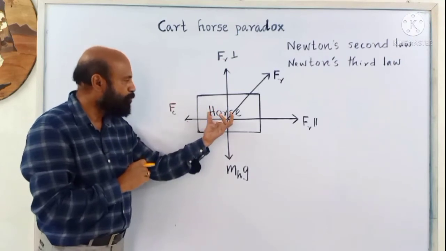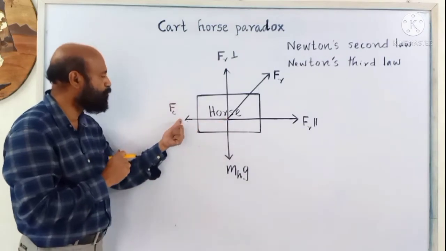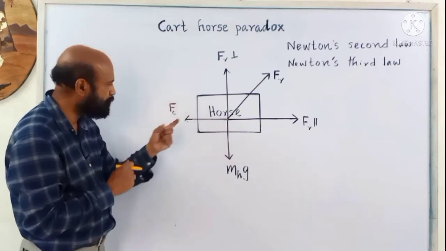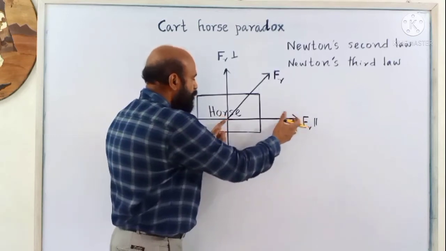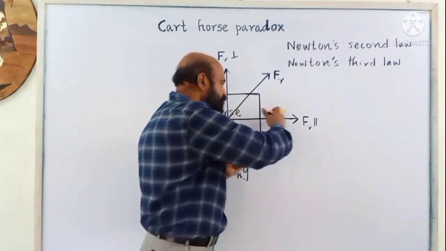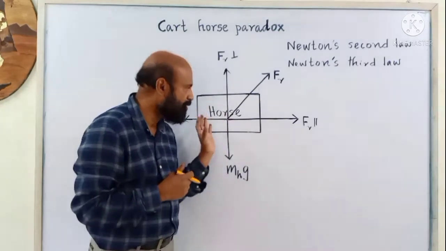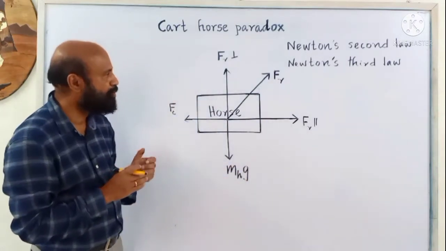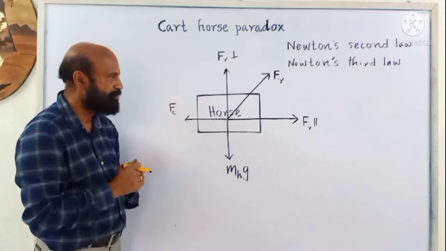When we consider the hose as the system, we have to consider the force acting on the hose. So this is the force exerted by the cart on the hose along this direction, and this is the parallel component. You can see this is more than this. So there is an unbalanced force acting along this direction, so the hose will be accelerated in this direction. So while applying Newton's second law, we consider the force acting on the system, not by the system.